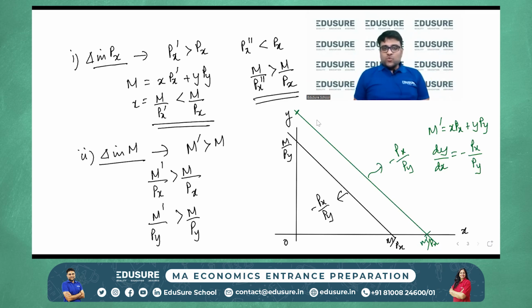Okay, so this is what we have. So money income increases, parallel shift. Money income decreases. It's a no-brainer. Kya hoga? Money income decreases, I'll get a parallel shift inwards. Money income increases, I get a parallel shift outwards. So money income increases, this is what will happen. Money income decreases, this is what will happen.